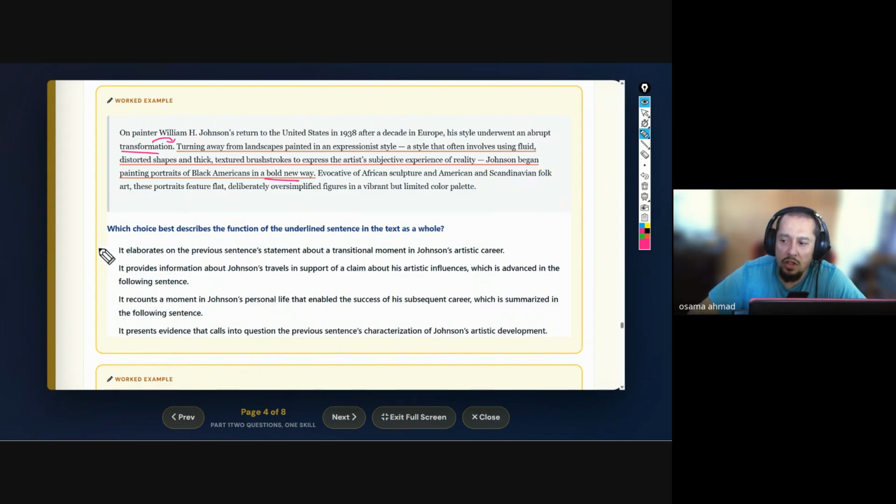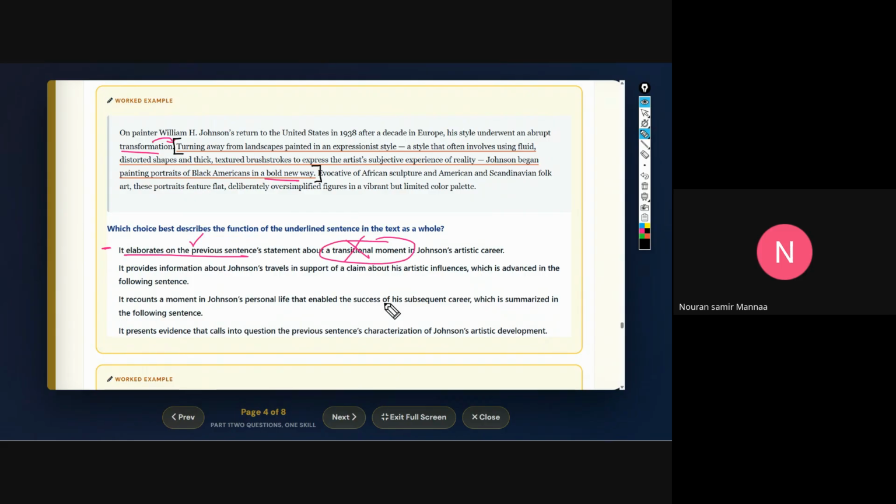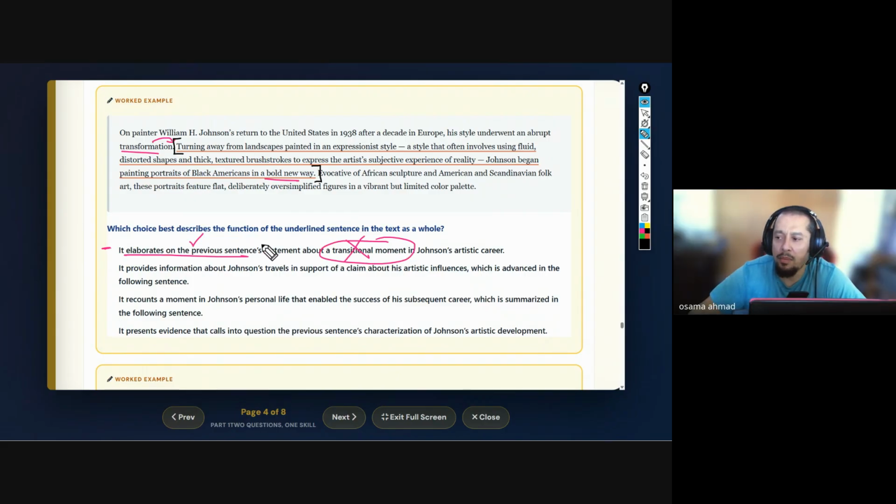Now, Nuran, you told me answer A. It elaborates on the previous sentence, agreed. About a transitional moment. Now, this is the problem. You have to ask yourself, Nuran, is this a moment? It's not a moment. So it's not elaborating about a moment in his career. This is general or overall. So answer A is too specific.